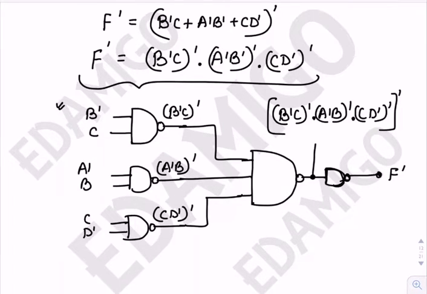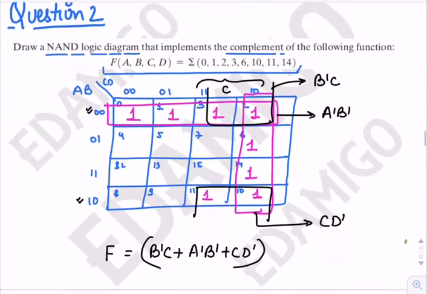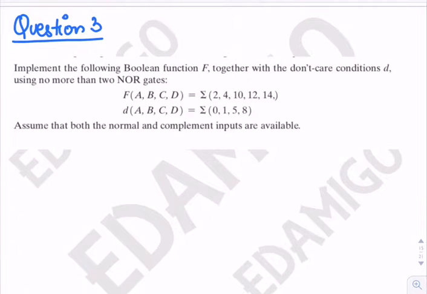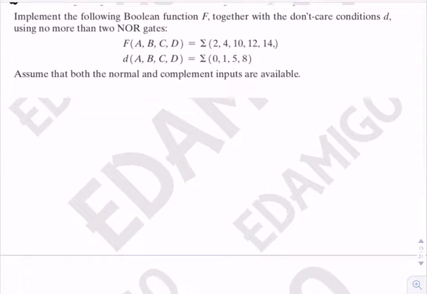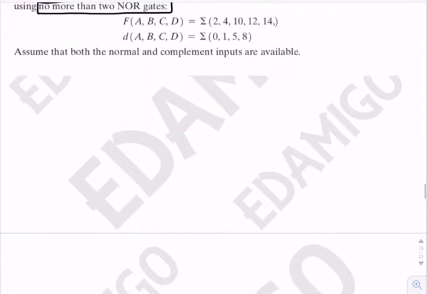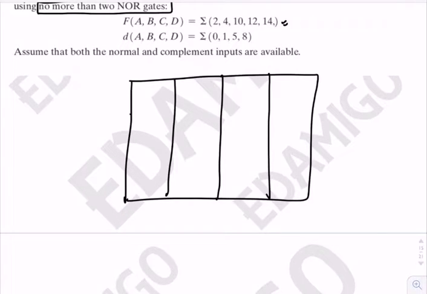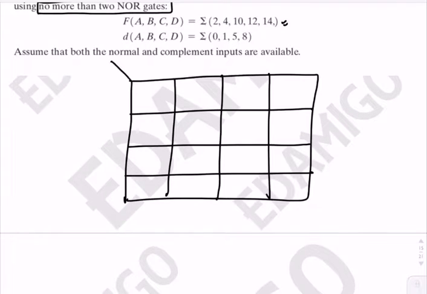Okay, so this was quite an easy question, so I will try to keep more difficult questions in the later question series. So this is the next, third question. Here it is given that we have to implement the function using not more than two NOR gates. So this is the function F given to us. First of all, let me draw the K-map. There's a don't care condition also given to us. This question will help you to understand how don't care questions are solved.